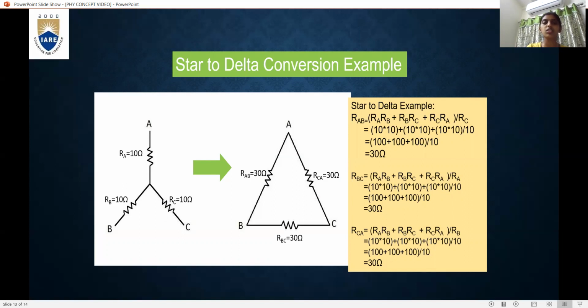So the conclusion is that to solve complicated circuits in an easier way and to save our time, the star to delta conversions are very useful.